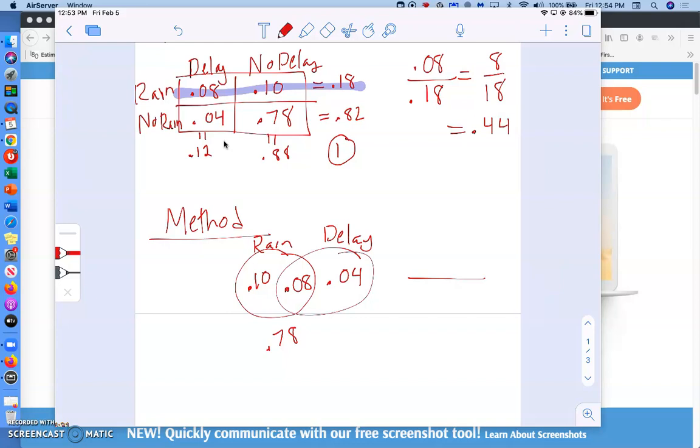And again, we're looking at what is the probability that it is delayed when it rains. So we're just looking at the rain circle. So our rain is the 0.18 and the 0.08 above it.